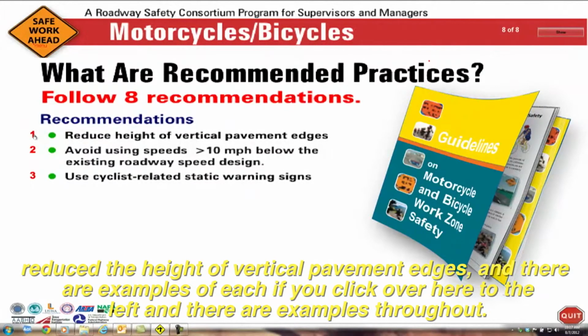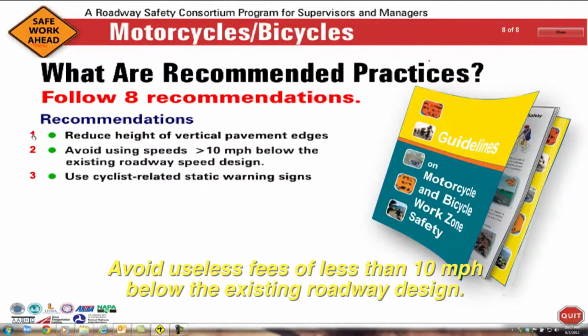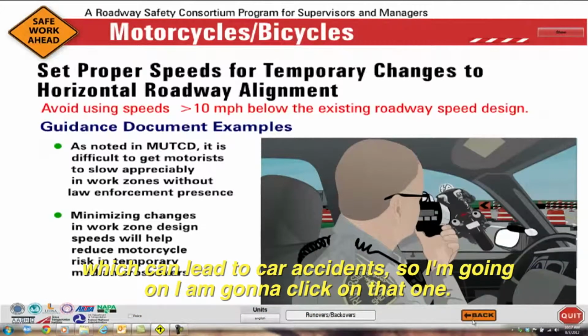Reduce the height of vertical pavement edges, and there are examples of each if you click over here to the left, and there are examples throughout. Avoid use of speeds of less than 10 miles per hour below the existing roadway speed design. This one's heavily debated, but as we know with motorists, also motorcycles and bicyclists, you don't want to reduce speed all of a sudden abruptly, which can lead to car accidents. So we can go into the click of that one.